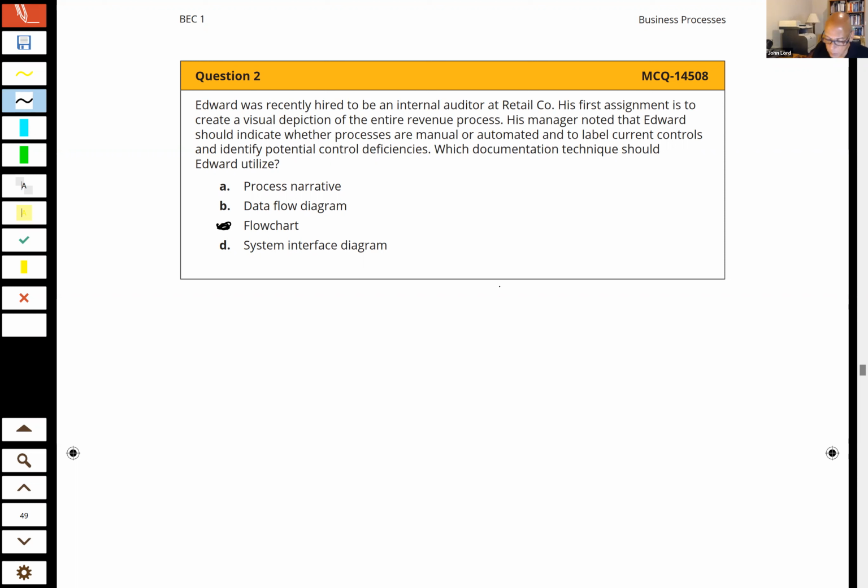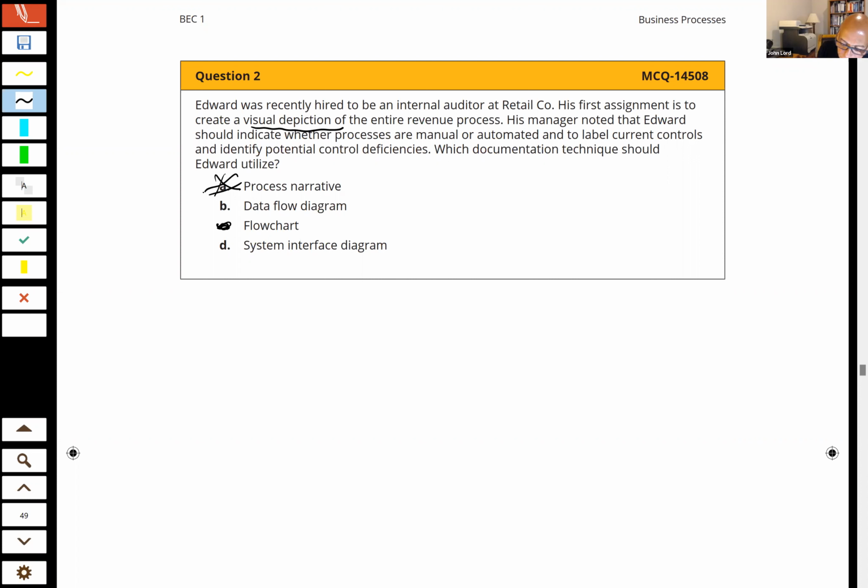Edward was recently hired to be an internal auditor. His assignment is to create a visual depiction. Okay, well, that takes off process narrative because a narrative is words, right? So that's not going to be the correct answer. I'm trying to put an X through that. Okay. All right, good. His manager noted that Edward should indicate whether processes are manual or automated and label current controls and identify potential control deficiencies.